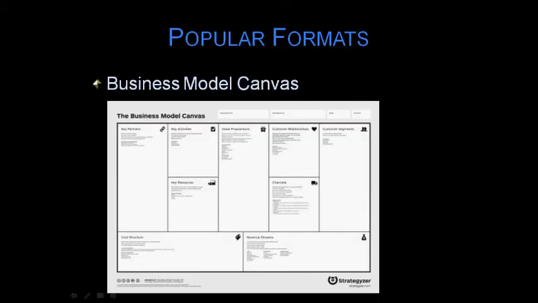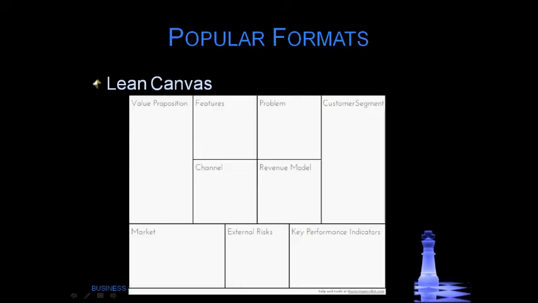Some popular formats: the business model canvas. This is the one that we're going to be using. You can see the key activities, the value proposition. You can see the channels, the key resources, the cost structure, revenue. So we can look at all of those. Other popular formats are the lean canvas, which is based on the business model canvas. It was originally created for small startups with very little money.